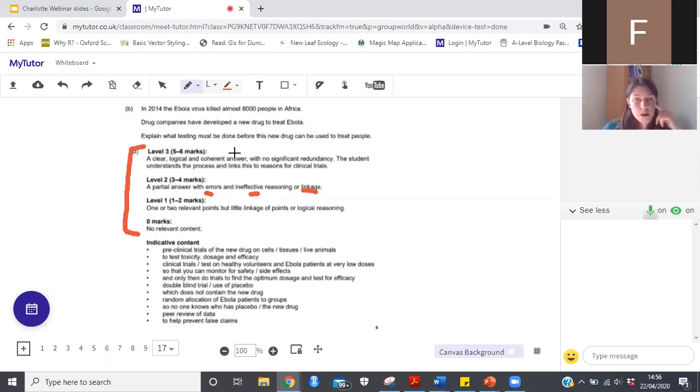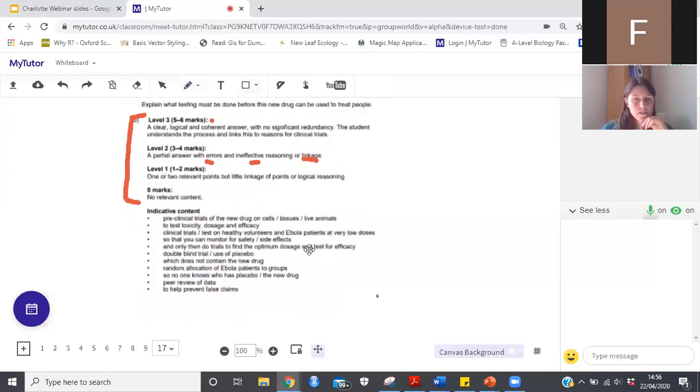For 5 to 6 marks, a clear, logical and coherent answer with no significant redundancy. That means that there's not much of the content that's not relevant. The student understands the process and links this to reasons for clinical trials. So that would be the best level you could achieve.